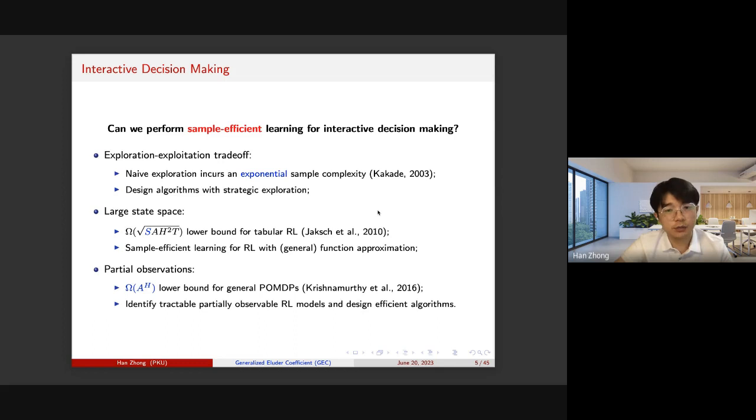The third challenge is partial observation. We usually formulate partially observable RL problems as partially observable Markov decision processes, POMDPs. For learning a general POMDP, the regret bound should be A to the H, which is unacceptable for us. But this hardness result doesn't rule out the existence of large tractable subclasses of partially observable RL problems. So we need to identify tractable partially observable RL models and design efficient algorithms for them.